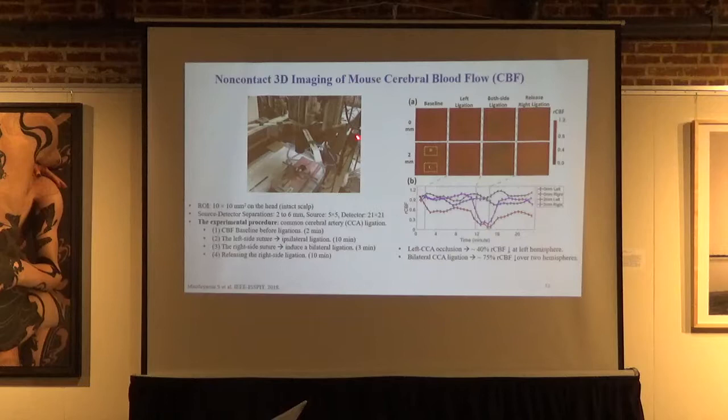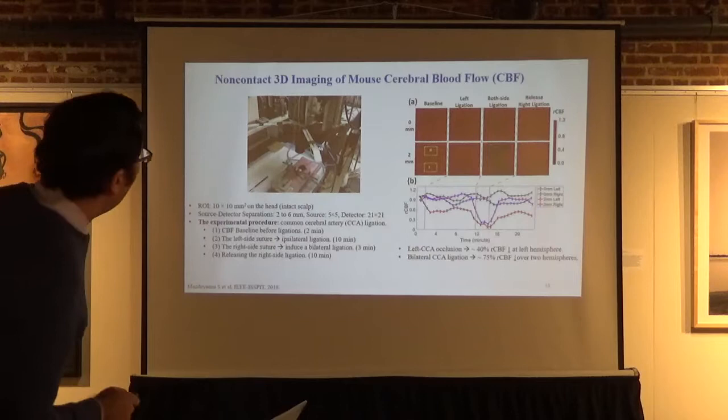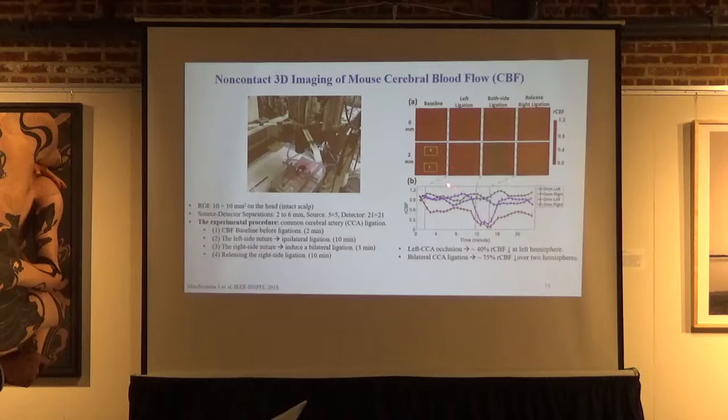And this checks the blood flow in different areas. Sorry, on my monitor, it's very clear. We have the low blood flow in here. We have a low blood flow globally after bilateral ligation. And we see the low blood flow just on the left hemisphere after releasing the right ligation. This is the temporal version of that during the baseline, left side ligation, both sides, and releasing the right side. And as we expect, we see the good change in cerebral blood flow in the mouse cortex.